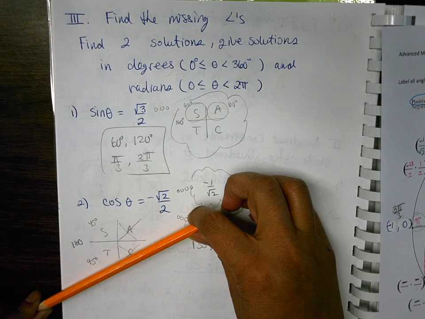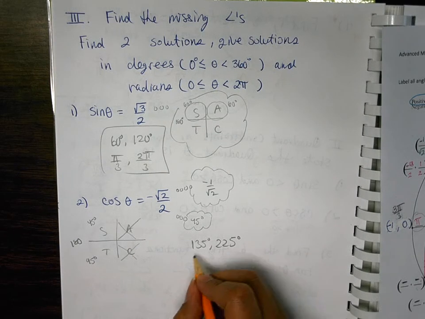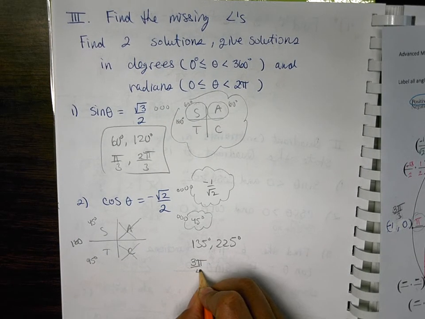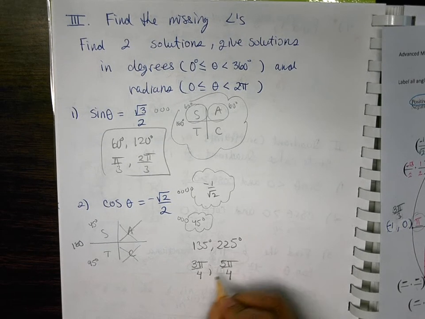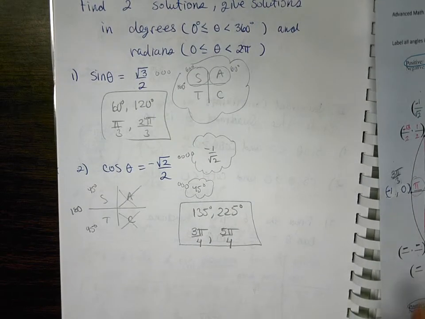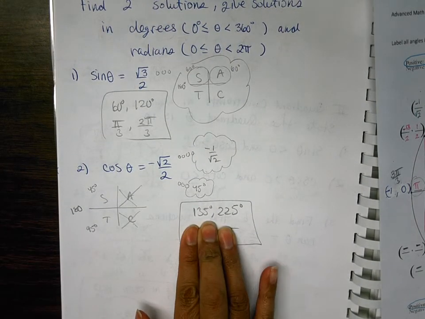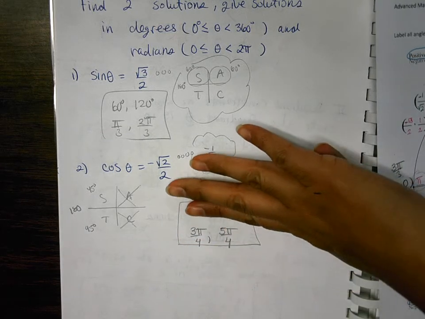And in radians, what is that? 3 pi over 4 and 5 pi over 4. I do want both sets of answers on homework tonight. I believe they asked for both sets, but on the test you only have to give me either those two answers or these two answers. Okay, let me give you number 3.